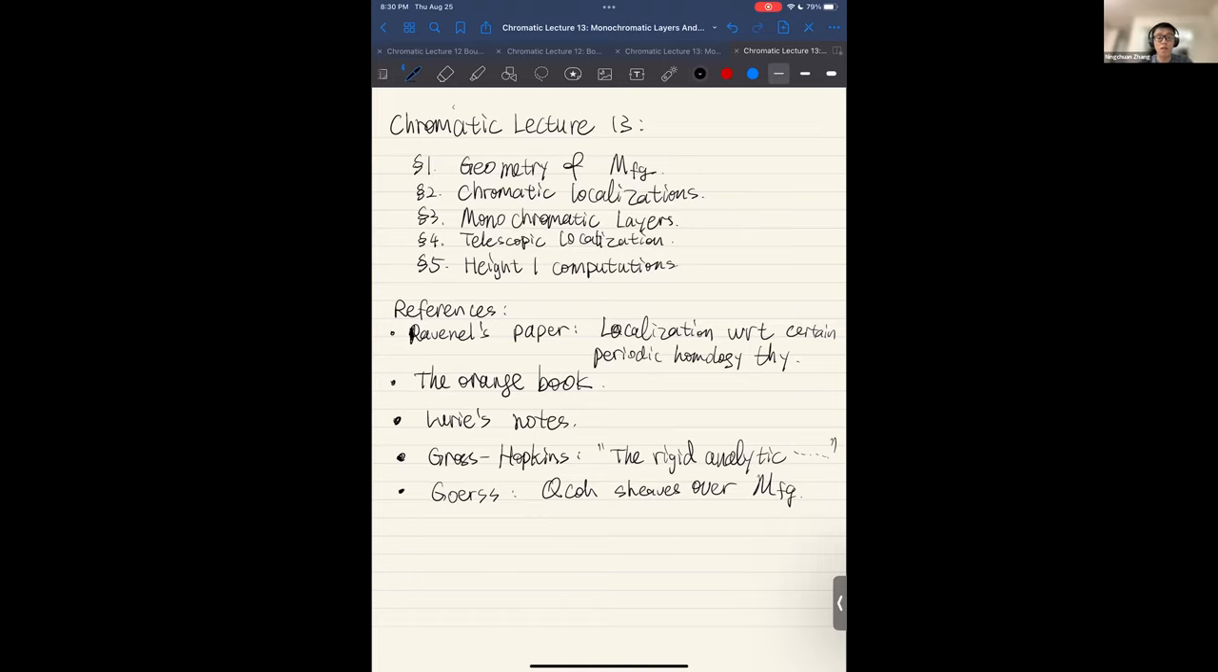Today is going to be the last of the lectures on chromatic homotopy theory. The title of my talk is monochromatic layers and the chromatic convergence. This is part of a larger picture about the finer structures of the infinity category of spectra, which is also reflected in the geometry of the moduli stack of formal groups. Today, as you can see, we have five parts.